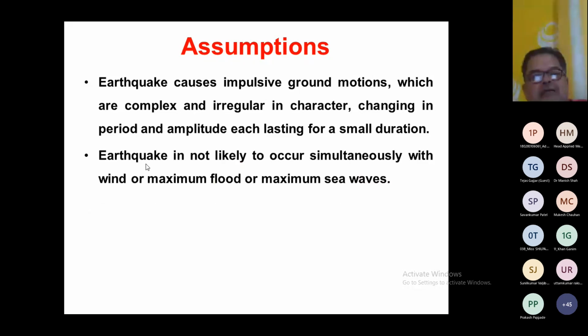The second assumption is that earthquake is not likely to occur simultaneously with wind, maximum flood, or maximum sea waves, right?